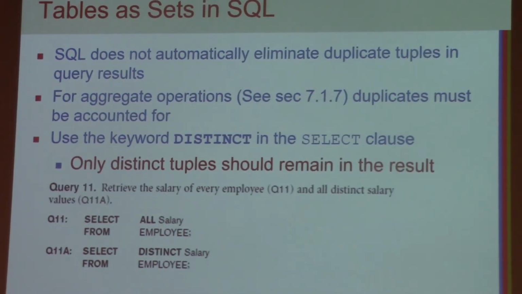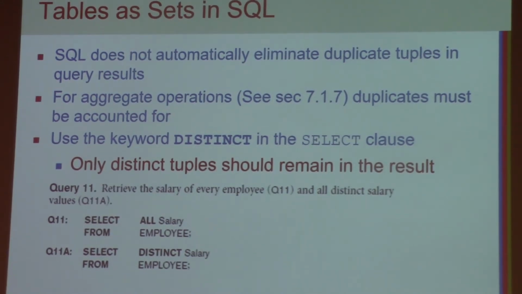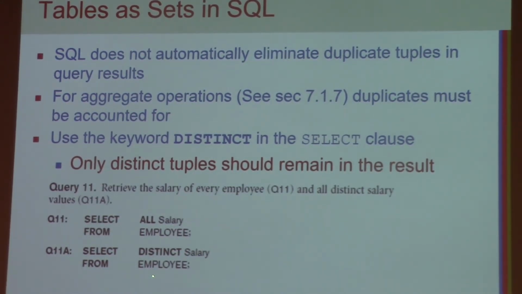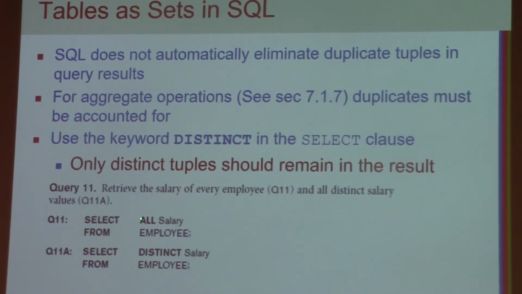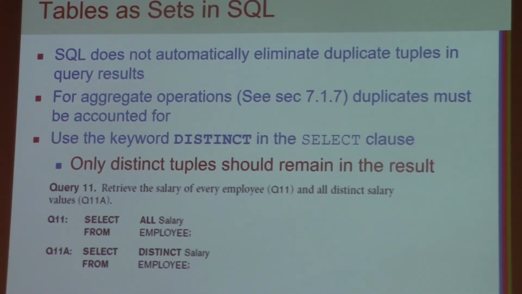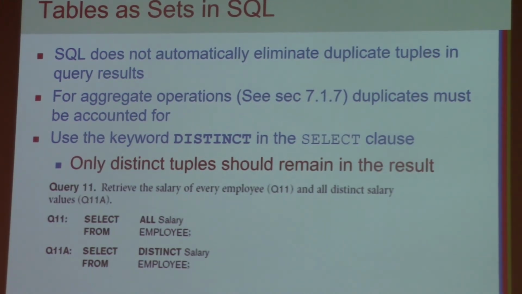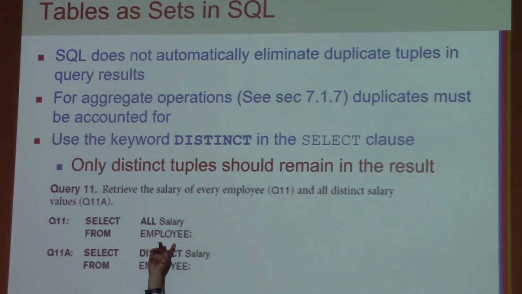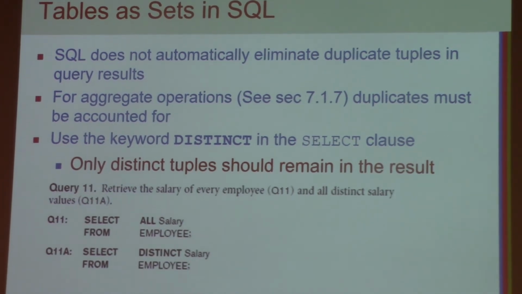Then this is the difference: what if I try to remove the duplicate data? ALL means it does not remove the duplicate data. ALL is not used a lot, since it is automatic. But if you want distinct, then you can use DISTINCT, and only unique data will be returned. For example, MySQL automatically uses distinct as a default. Is it okay or not?